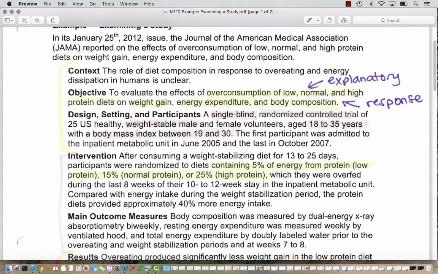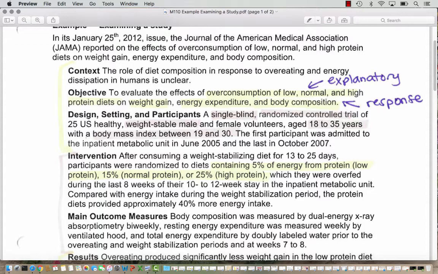And then they're measuring several different responses. So the change, you only want to have one change so that you can understand how that one change is making a difference. But you can measure several different outputs. So the different outputs is they're measuring our weight gain, energy expenditure, and body composition. We were told about the design, the setting, and the participants.